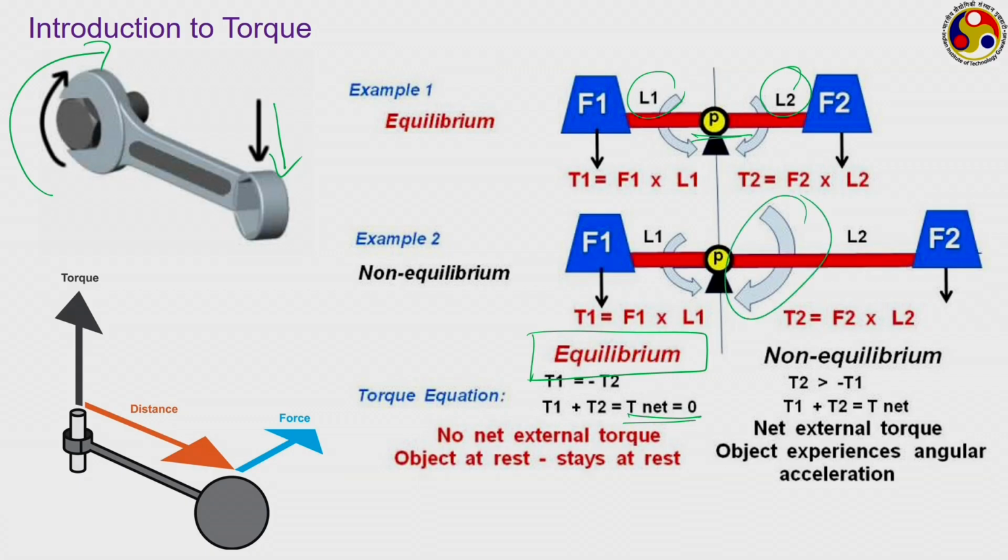However, if one of them is larger, like in this case T2 is larger than T1, there is a net external torque and you are in a non-equilibrium situation. Then the object will experience an angular acceleration. Like we started this particular chapter by referring to Newton's second law of motion, where force is equal to mass into acceleration, we can easily convert this to the corresponding torque relation, that is T is equal to I omega, where I is the moment of inertia, omega is the angular deflection and T refers to the torque.